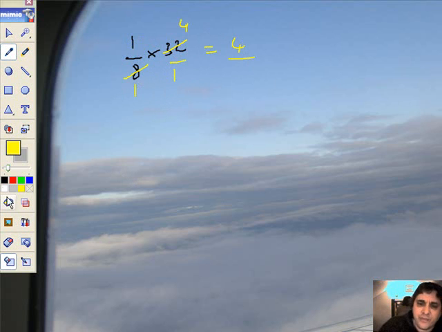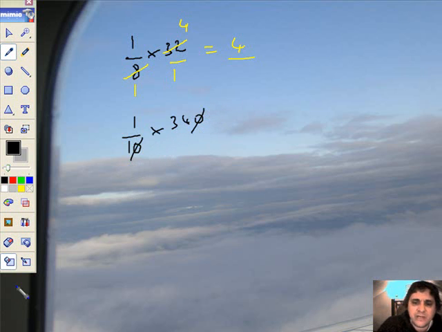1/10 of 340. Not scary. I'm not going to keep putting this over 1, but look, 10 goes into itself once, that's gone. 10 goes into 340 34 times. I'm left with 1 times 34 is 34. That's essentially fractions of a quantity.